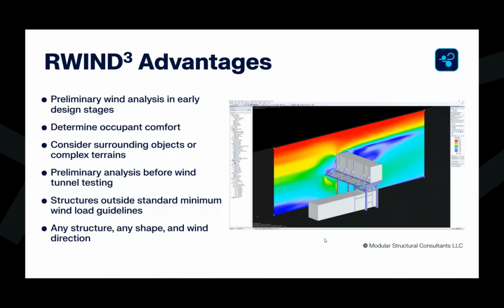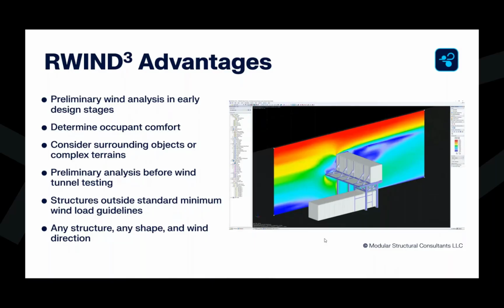Ultimately, we recommend something like RWIND for structures that are completely outside the standard minimum guidelines given by ASCE 7 or the NBC. We would never recommend this program for a box-type structure. The code is very clear on how to apply wind loads there. You could use the automatic wind load generator directly within RFEM 6 according to those codes.